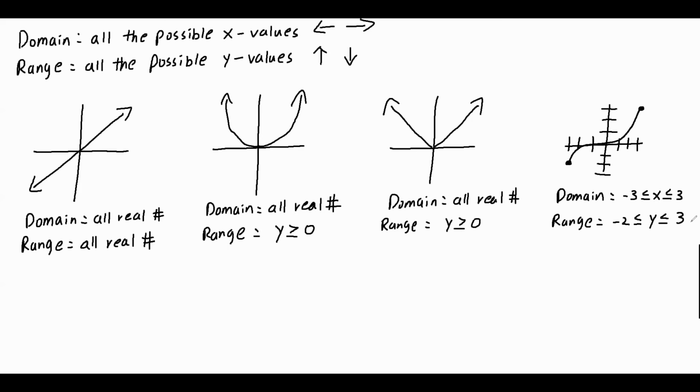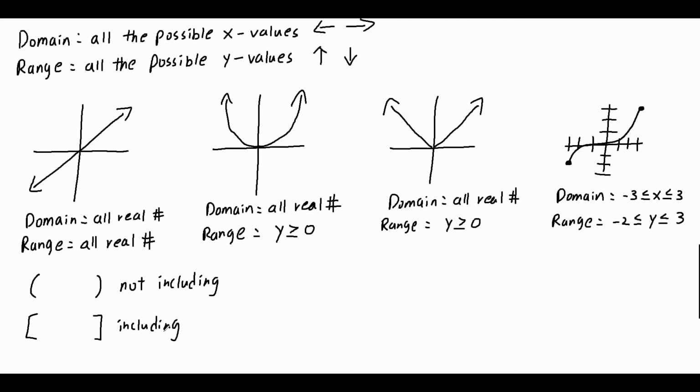Now, there are a couple ways that we can display domain and range in terms of notation. We have to first understand the symbol. Parenthesis means does not include the endpoint, so it does not include the value, whereas bracket includes the value.